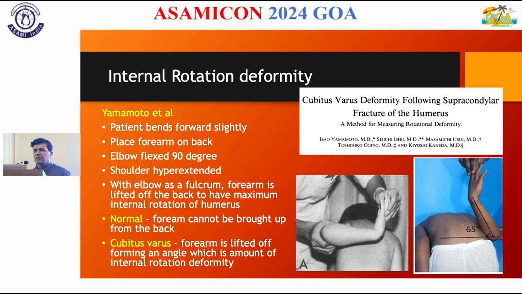Second, you have to measure the internal rotation deformity, a technique by Yamamoto et al. You make the child bend forward slightly, place forearm on the back with elbow flexed 90 degrees, shoulder hyperextended. With elbow as a fulcrum, forearm is lifted off the back to have maximum internal rotation of the humerus. Usually in normal cases, forearm cannot be brought up from the back, but in cubitus varus, where there is an internal rotation deformity, the forearm can be lifted off, forming an angle, which is the amount of the clinical internal rotation.